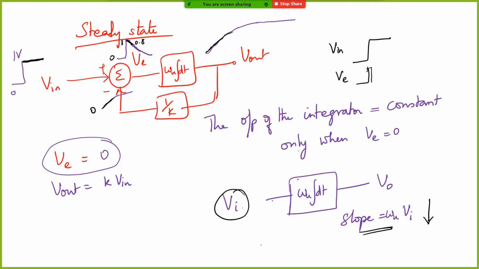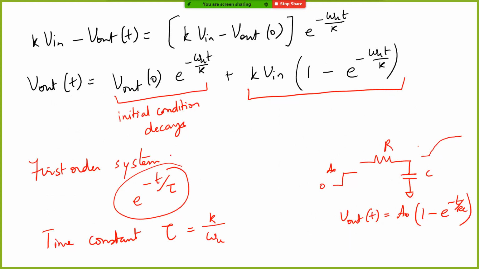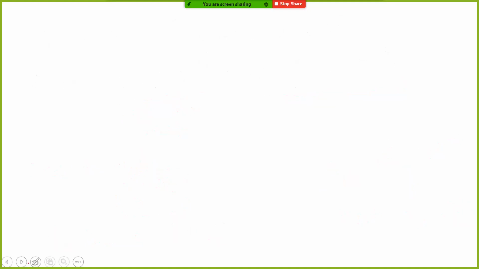So it's like a cyclical process. The output increases, error decreases, slope decreases. The slope keeps on decreasing as time goes on, and that is predicted by this exponential response. I am pretty sure that all of you are familiar with the exponential response. If not, for the sake of completeness, let me just draw it.